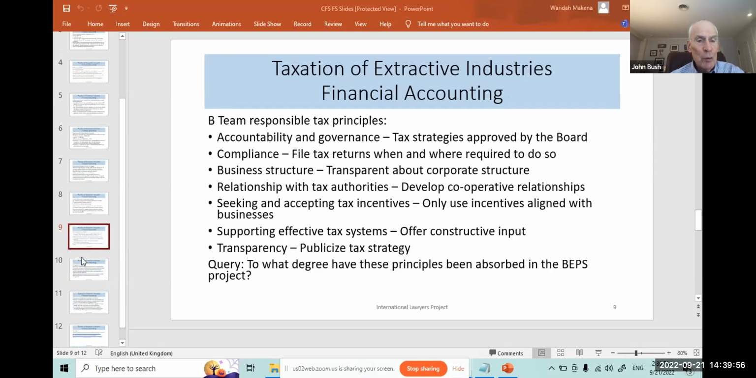So that's kind of an interesting item. Compliance is what you'd expect. Corporate structure, many companies are reluctant to tell much about their corporate structure, particularly if they're using tax havens. And the balance of this, frankly, is pretty straightforward. So we're not going to spend more time on that. Let's go on to the next slide.